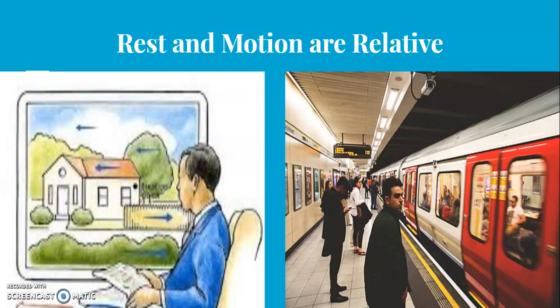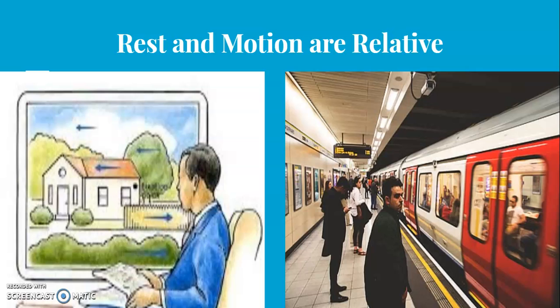Rest and motion are relative. While sitting in a moving train, your distances from the walls, roof and the floor of the compartment do not change. That is, with respect to the compartment, your position doesn't change. You are at rest with respect to the compartment, but your distance from the platform from which you boarded the train changes as time passes. So you are apparently moving with respect to the platform. This means that an object can be at rest with respect to one thing and in motion with respect to some other thing at the same time. So motion is not absolute, it is relative.